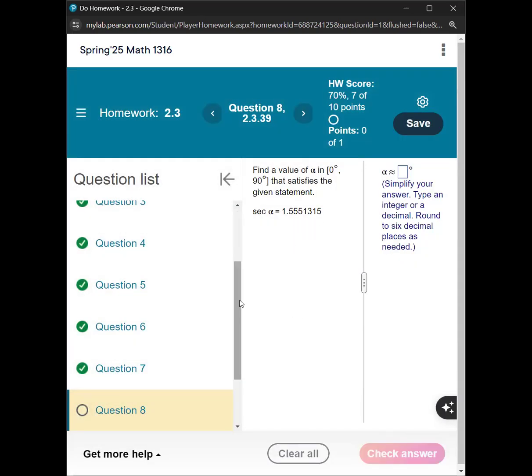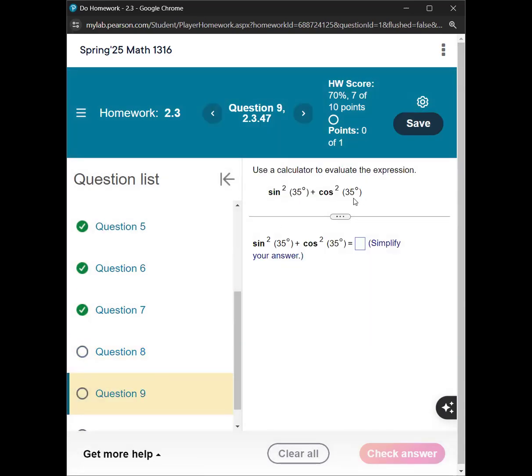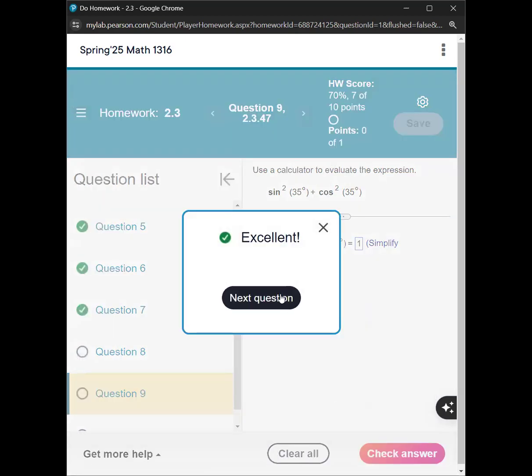So we have modeled this problem before. If secant alpha is given and you need the alpha, you're going to type inverse secant to the calculator. Now, for these questions, you don't have to even use a calculator. I don't care if the angle is 35 or 53. Sine squared of any angle plus cosine squared of any angle is always equal to 1 because of the Pythagorean identity in pre-calculus class, in trig class. But if you type it to the calculator, it will still give you 1 as an answer.